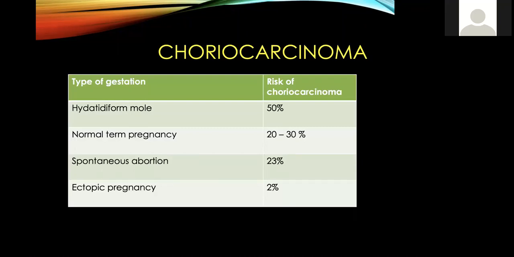Now let us understand the risk of having choriocarcinoma percentage wise. So if you see, the hydatidiform mole has got a higher risk of 50% developing into choriocarcinoma as compared to an ectopic pregnancy having 2%, spontaneous abortion having 23%, and normal term pregnancy of 20 to 30%.